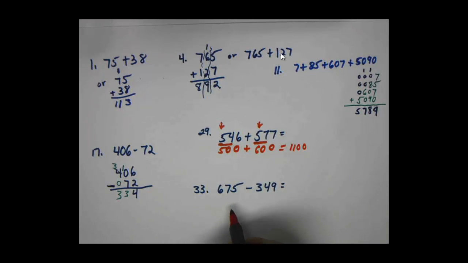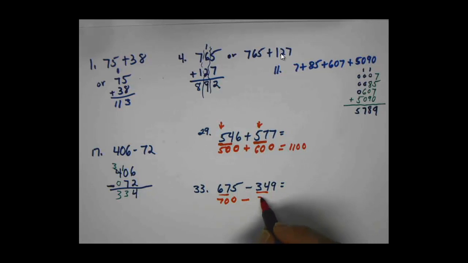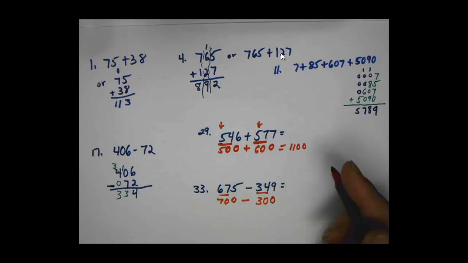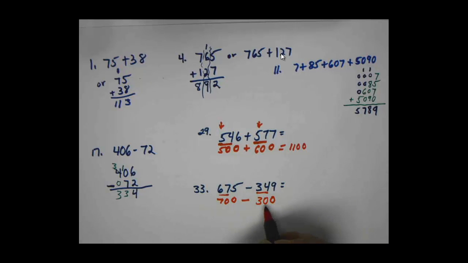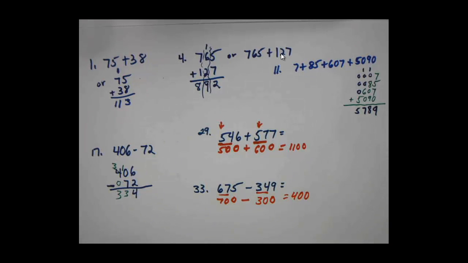Again, we can use that same front-end estimation skill to subtract. Rules don't change, so 67 is going to get closest to 70. Everything behind goes to zeros, so 675 rounds to 700. We're going to subtract from that 349. 34 is going to round down because 4 rounds down. It's going to become 30, and again we add the 0 because everything behind goes to 0, remember. So 700 take away 300 is going to give us an estimation of 400.